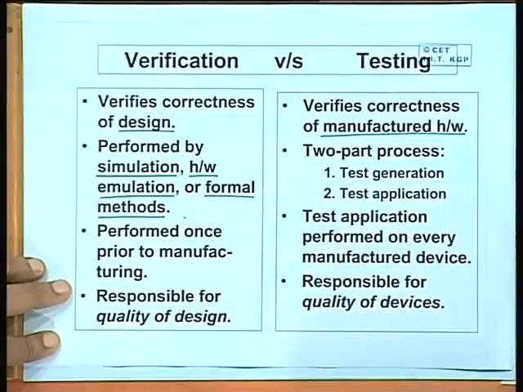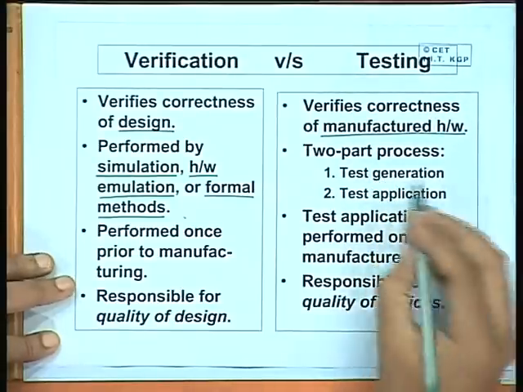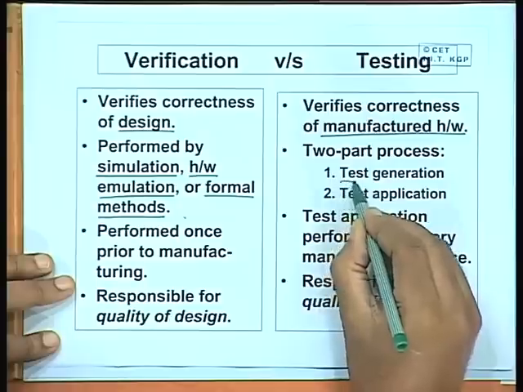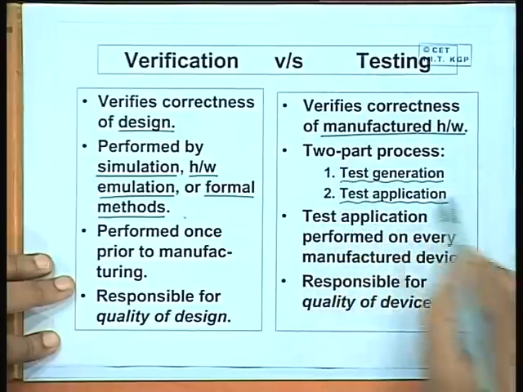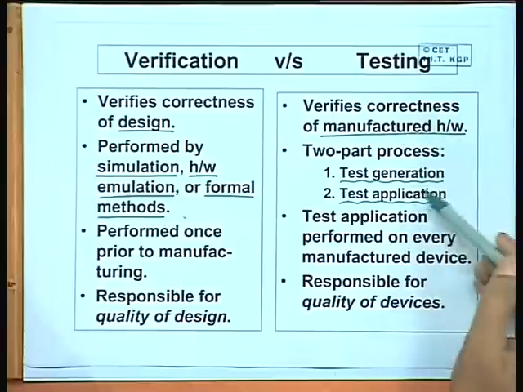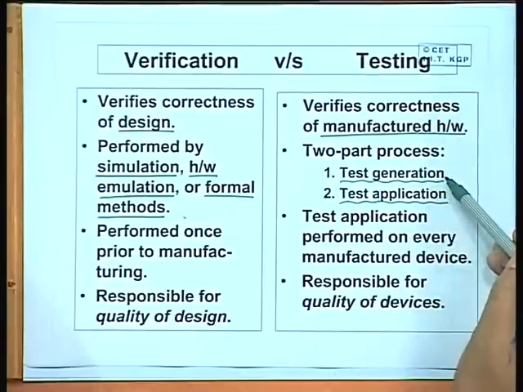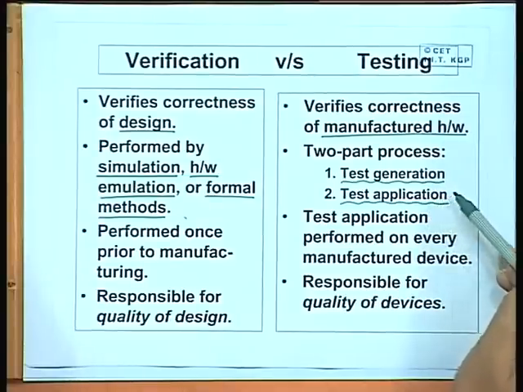Testing, in comparison, consists of two different steps. First is called test generation, next is test application. Now, in test generation, we try to find out, in order to verify the correctness of a circuit, what are the inputs we need to apply. And in the second step, test application, we are actually applying those test vectors to find out whether the circuit outputs or responses are correct.